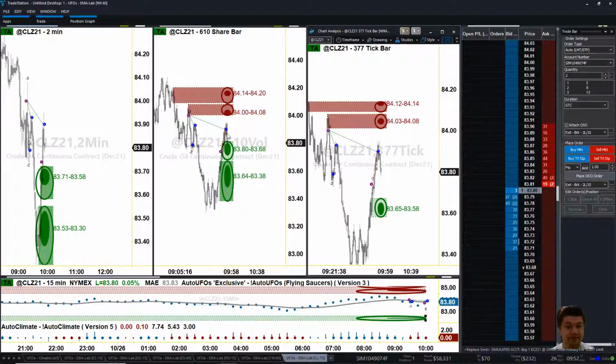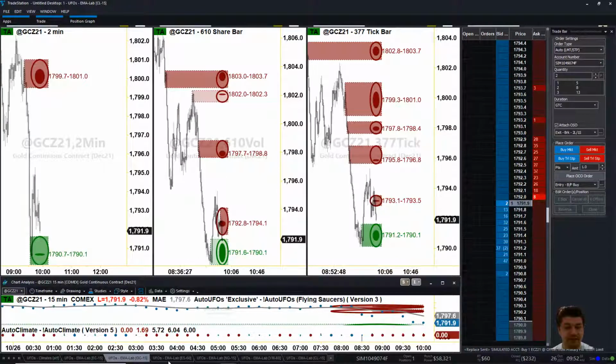This sucks, right? To see this, we got in here, got stopped out, now it's pulling down. It's okay, it happens. That's life.